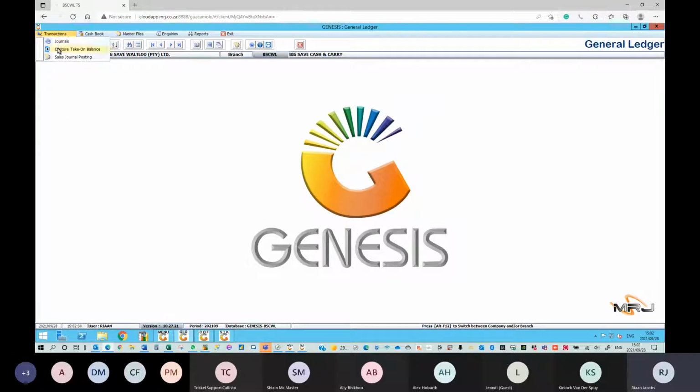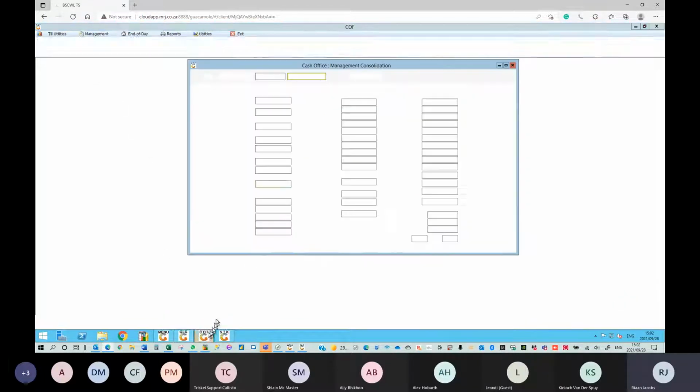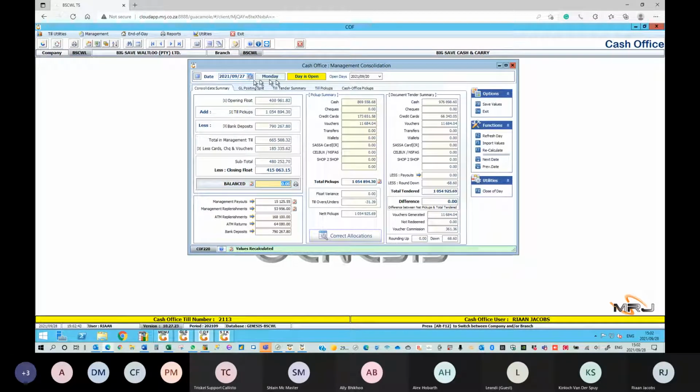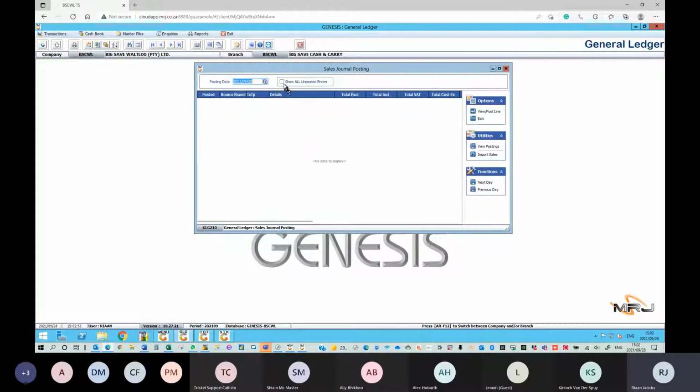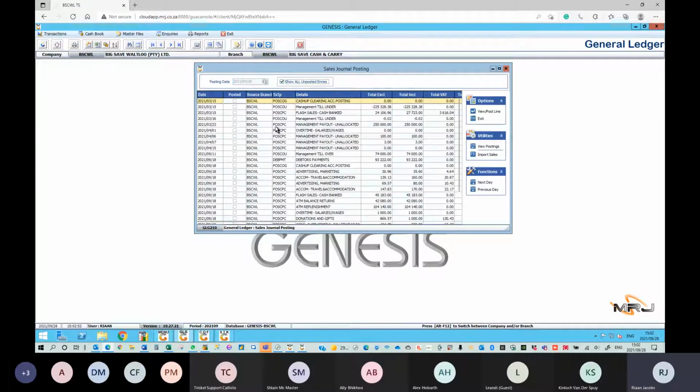Okay, then the next one, before I go further, is the sales journal posting. Remember when I was on the cash office, I said that these figures get pulled into the GL. Now we don't post it automatically. If you come here, you'll see, oh okay, ignore those first ones. From basically here onwards, 18, it will bring it into this screen here.